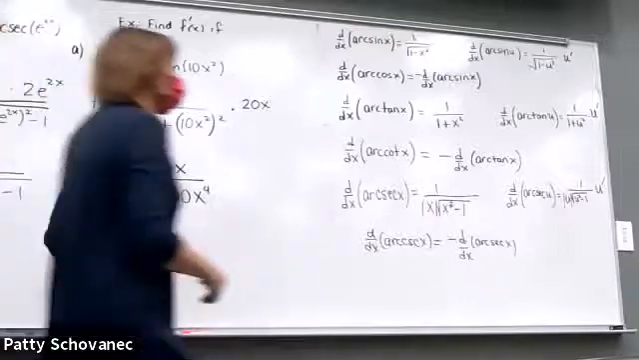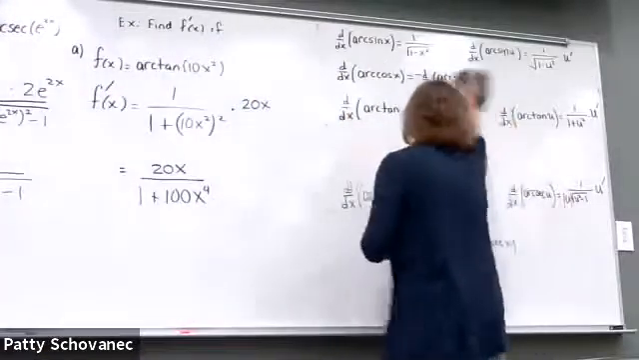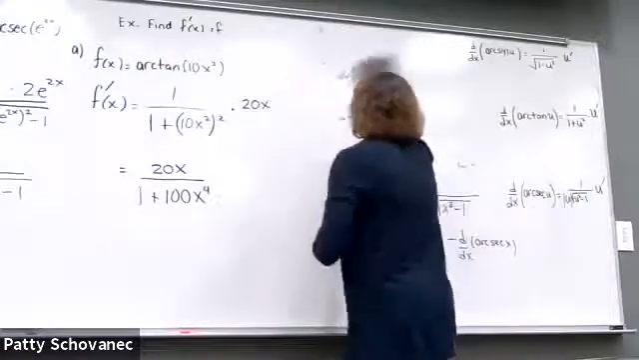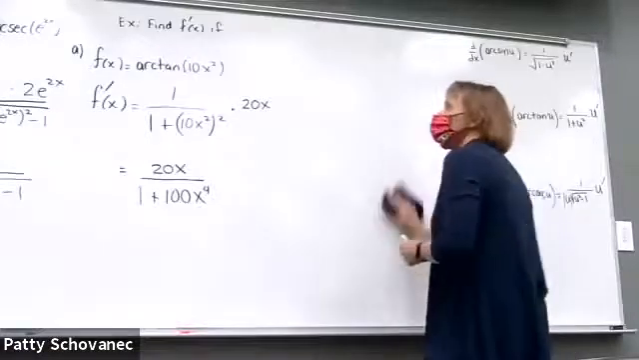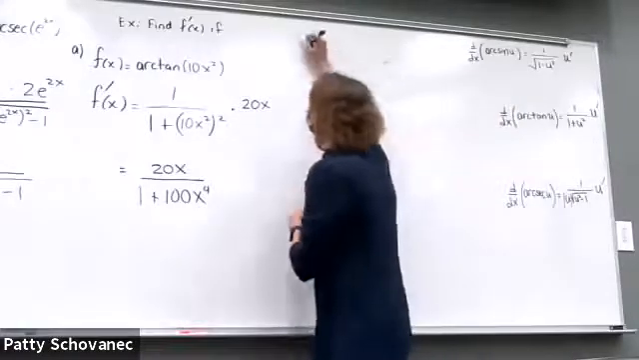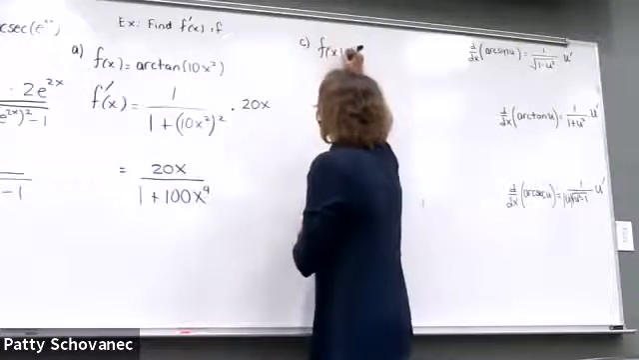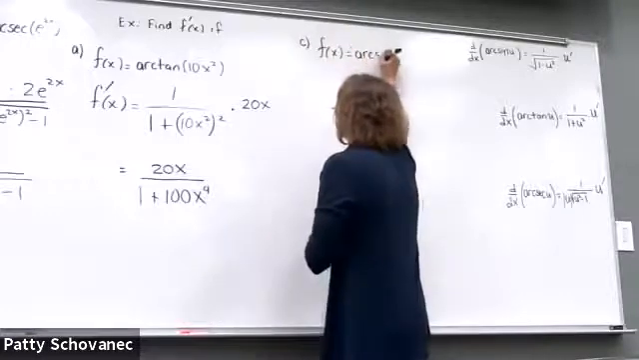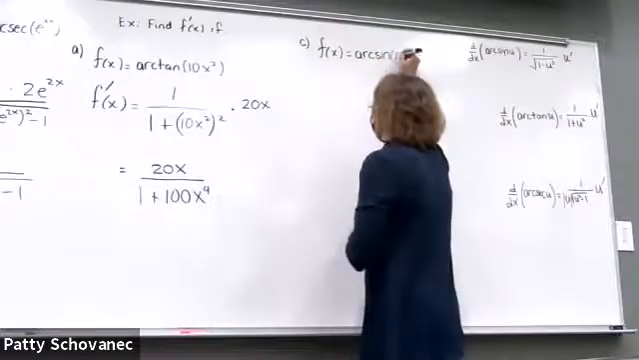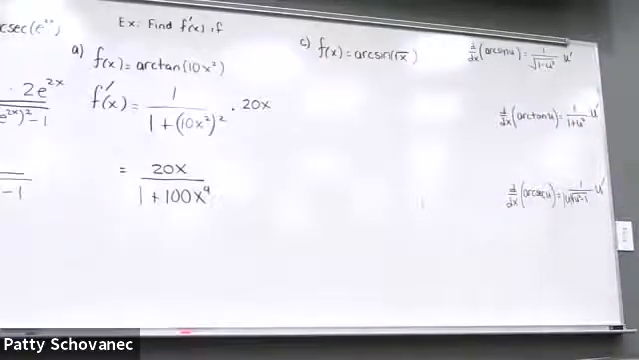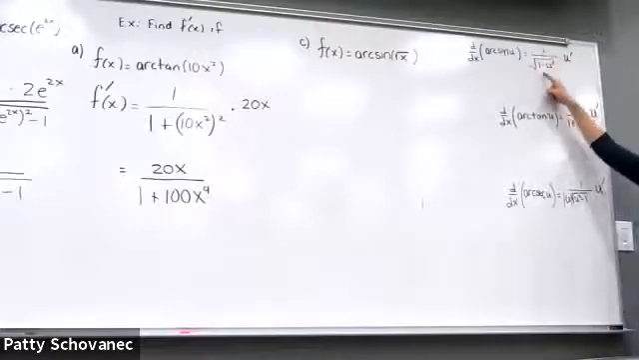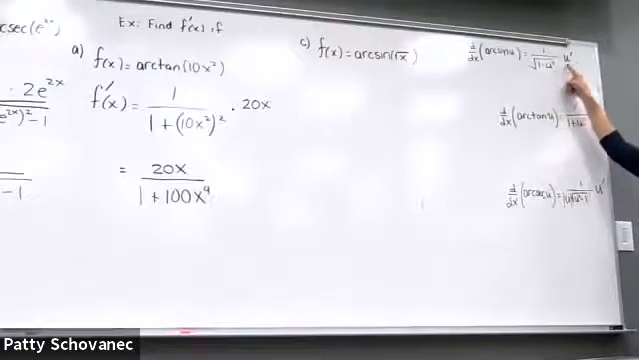So let me get this out of my way because all I need are those three in the right-hand corner. Okay, so for part C, I want you to take the derivative of the arc sine of the square root of x. So my u is the square root of x, and our formula says the derivative of arc sine of u is 1 over the square root of 1 minus u squared times u prime.